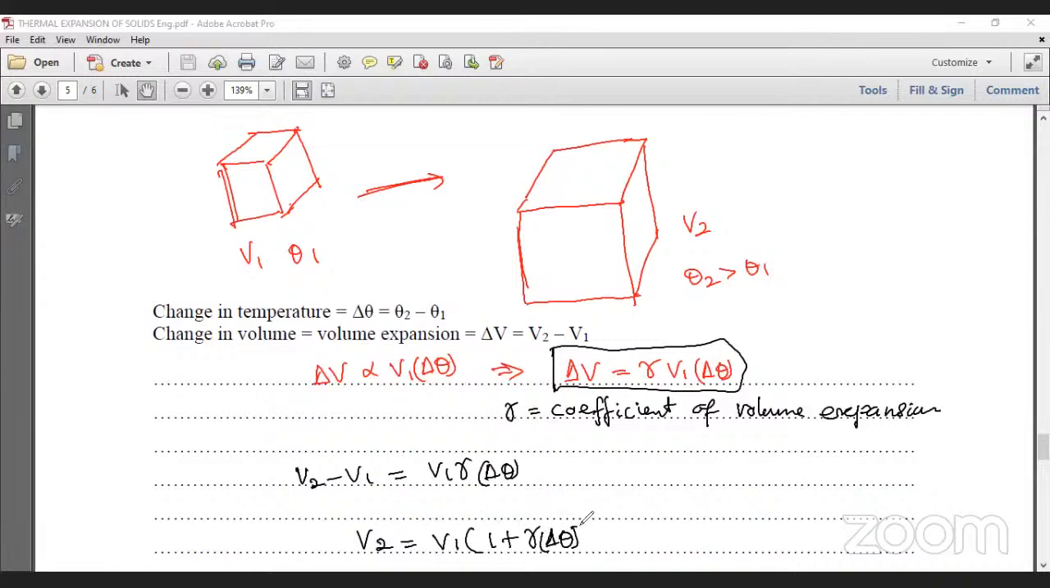So this way you can use this equation to find the volume at a given temperature, if you know the volume at the reference temperature. Gamma is also a small value. You can write it down there.